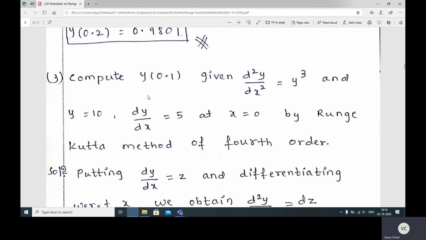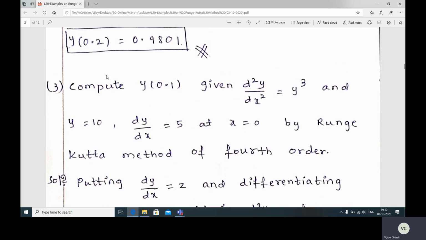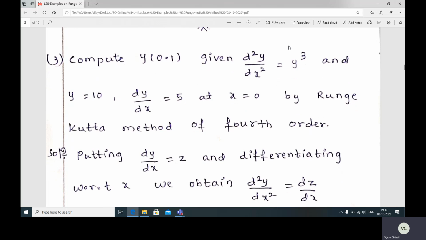Now, the third example. Already yesterday we discussed two examples, so today is the third one. Compute y of 0.1 given d square y divided by dx square is equal to y cube, with y equal to 10 and dy by dx equal to 5 at x equal to 0, by the Runge-Kutta method of fourth order.